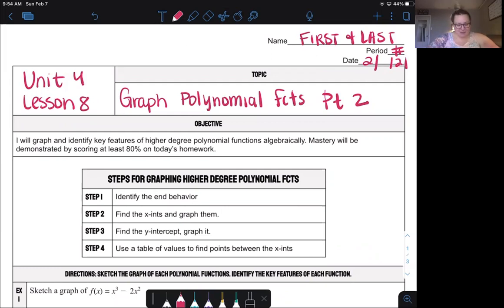Our objective today is I will graph and identify key features of higher degree polynomial functions algebraically. Mastery will be demonstrated by scoring at least 80% on today's homework.